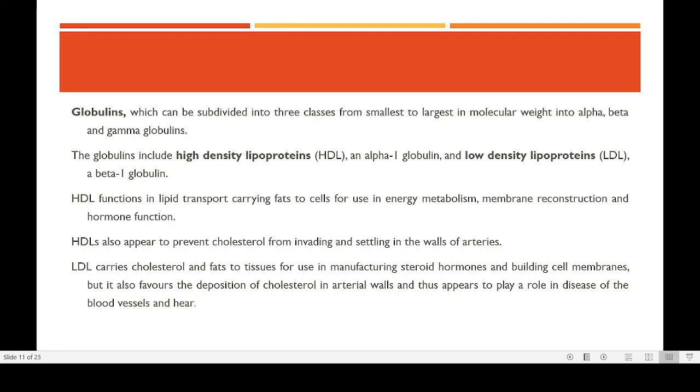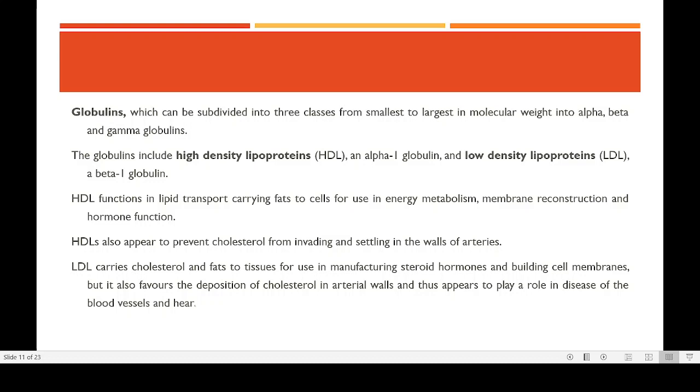And here you can see that HDL functions in lipid transport, carrying fat to cells for use in energy metabolism, membrane reconstruction, and hormone function. So that is the function of HDL. Normally we say that HDL is good for the body and LDL is harmful for the body. So the higher the amount of HDL, the better for that person.